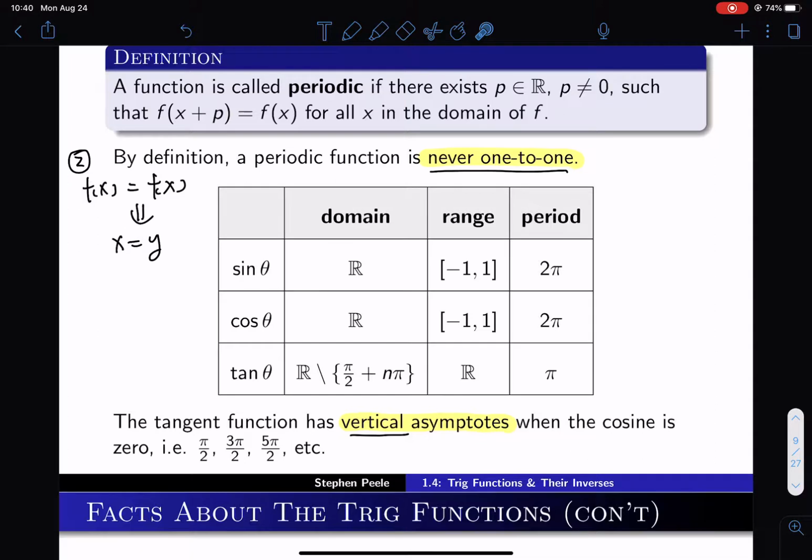So you can tell from here, because it is a periodic function, we have f of x, but x plus p is now equal to x. So this is a contradiction. So this is the second method to show the function is not 1-to-1.